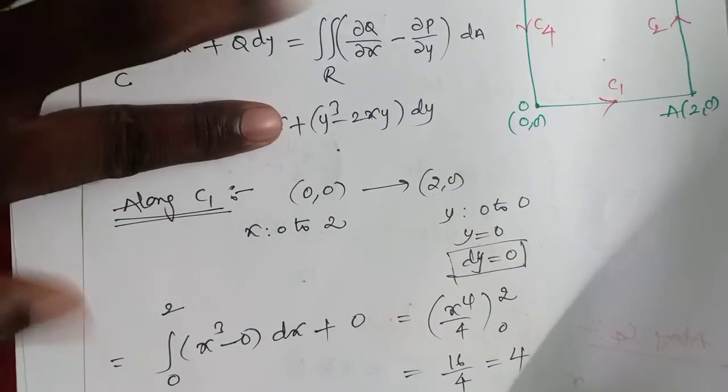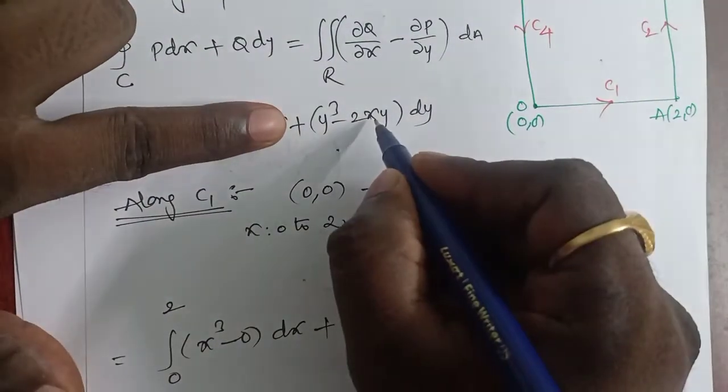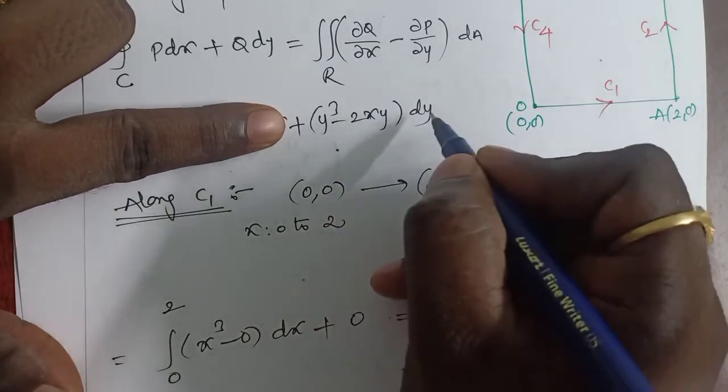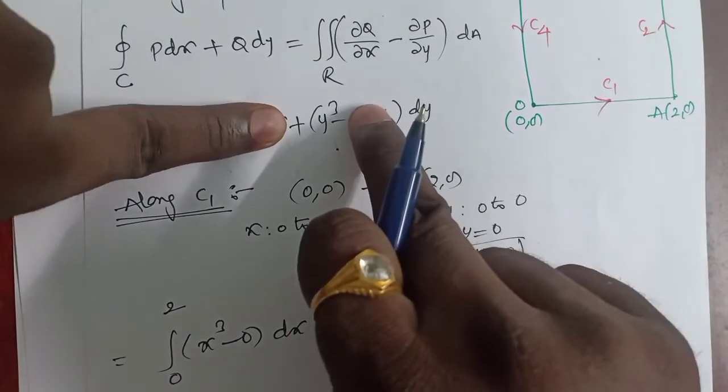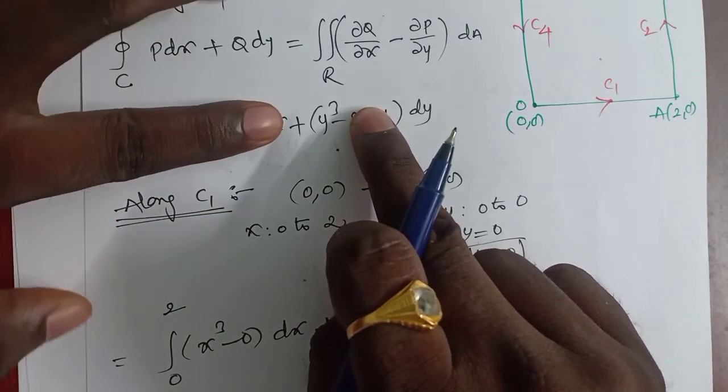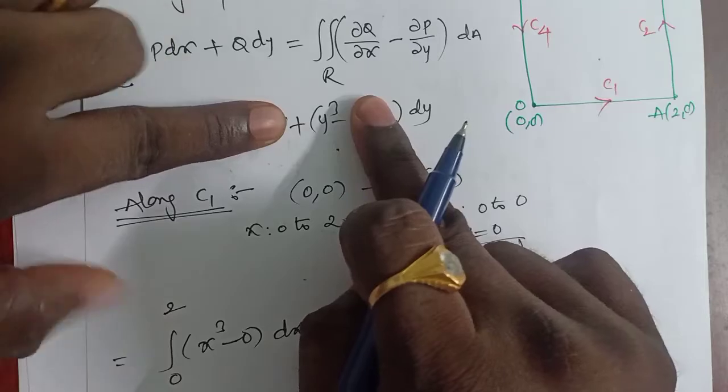Because dx is 0, there is no need to take this term, and x is 0, so this one is 0, so finally what we get is y cube into dy. Why? Because this one is also equal to 0. Here dx is 0 and x is 0, so this one is eliminated; here x is 0, so this one is eliminated. Finally what we get is y cube dy.